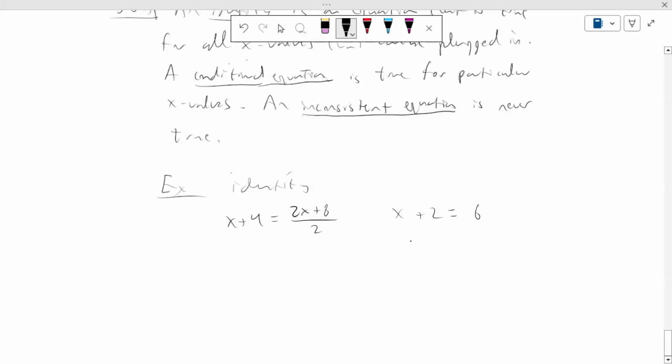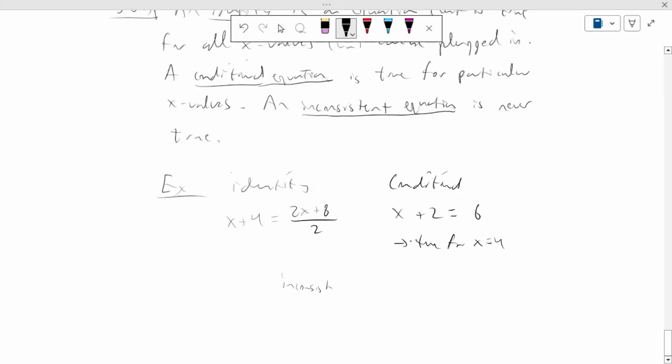Now this, x plus 2 is equal to 6, right? Let's say this is a conditional equation, because this is only true for x equals 4. That's the only solution to that equation. So the left-hand side will only be equal to the right-hand side when x is equal to 4, okay?